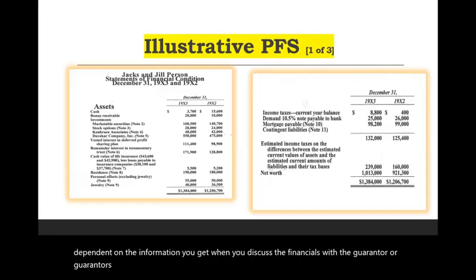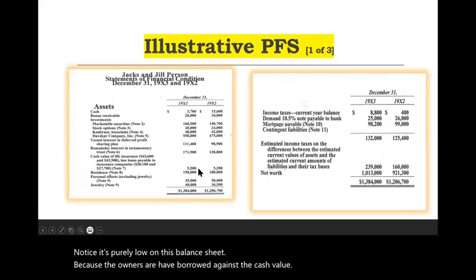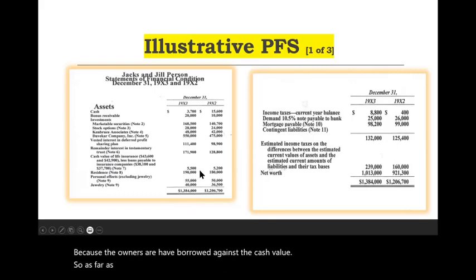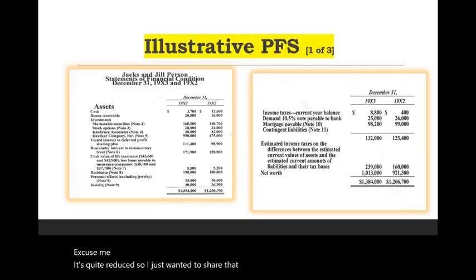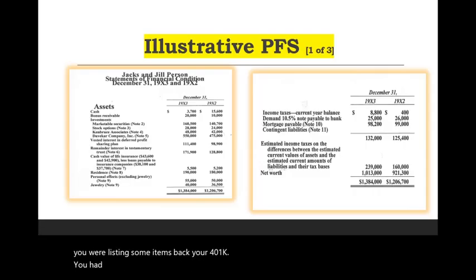And the same thing applies on the asset side. Cash value of life insurance. Notice it's fairly low on this balance sheet because the owners have borrowed against the cash value. So as far as value, liquidity, excuse me, it's quite reduced. So I just wanted to share that with you because I noticed that several of you were listing some items like your 401k. You had it low down on the list as opposed to higher up on the balance sheet.